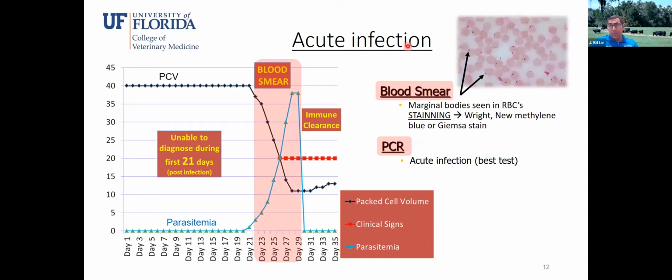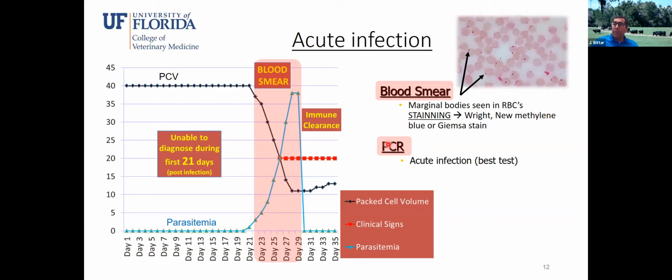So in the acute infection, we can do a blood smear to identify those bacteria. Those are the red blood cells here that we stain. So those dark dots on the margin of the red blood cells are the Anaplasma marginale. And you can use this test, the blood smear, just in the acute infection, so about 22 days after the animal was infected to 29, 30 days or so.